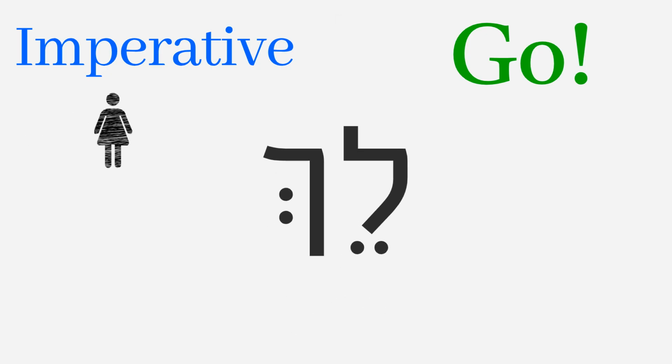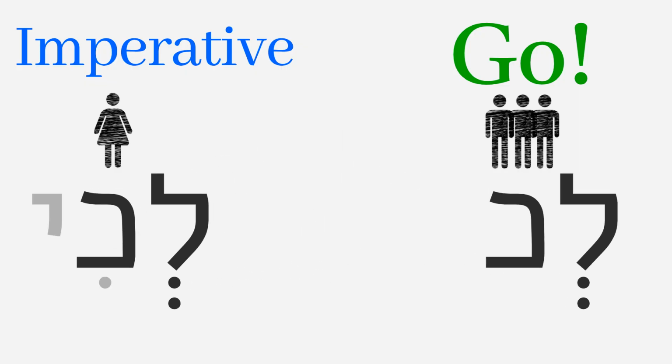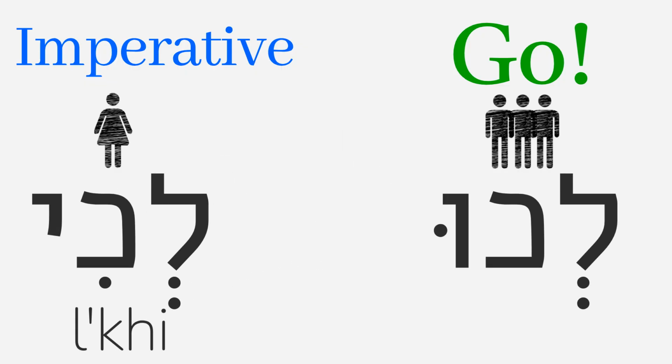To make the feminine singular and masculine plural imperatives of these roots that only show the last two root letters, we shorten the vowel to a shva and add an i or u ending. Lechi, go, commanding a woman, and lechu, go, commanding a masculine plural group.